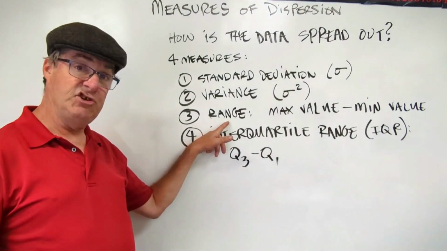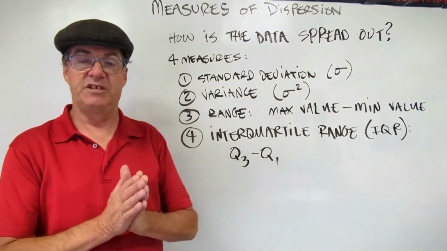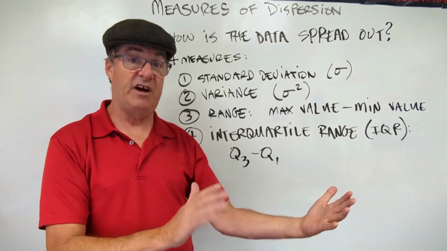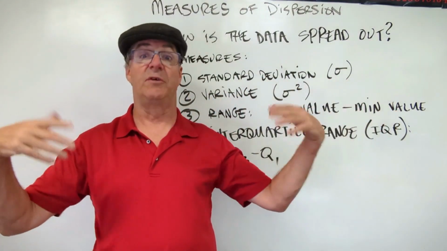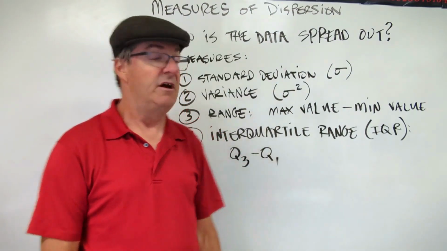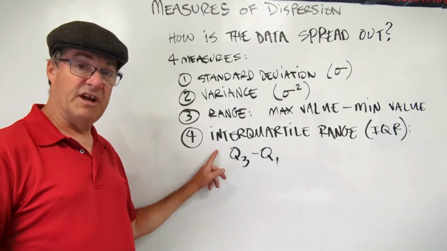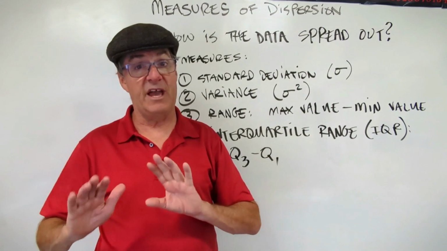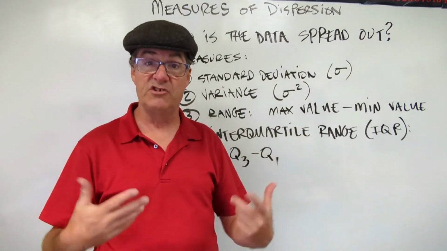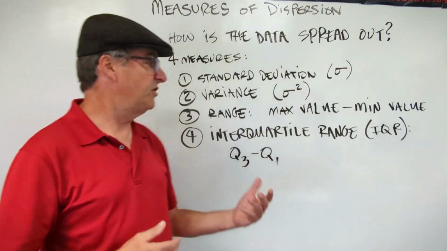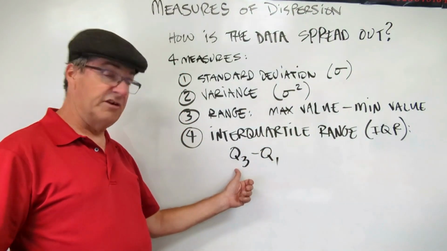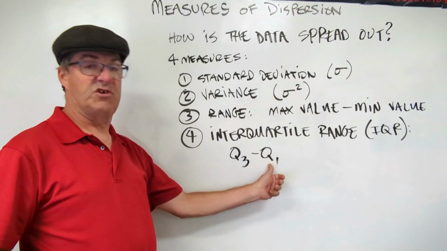Finally, there's range. Now, range is just the difference between the largest data value and the smallest data value. So the bigger the range, the more spread out your data will be. Finally, interquartile range. This is a little bit more complicated, but it's kind of like range, except that it has a nice feature of excluding the outliers. So the interquartile range is just the third quartile minus the first quartile.